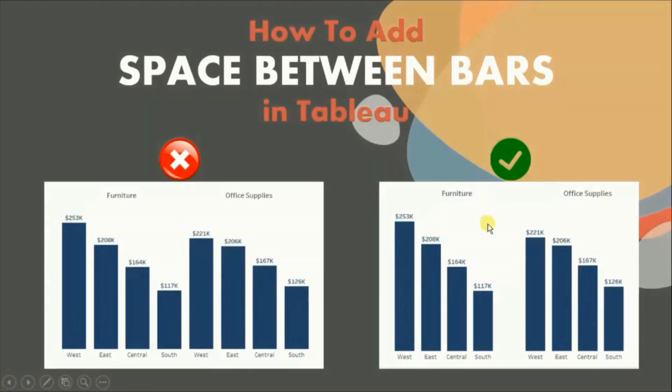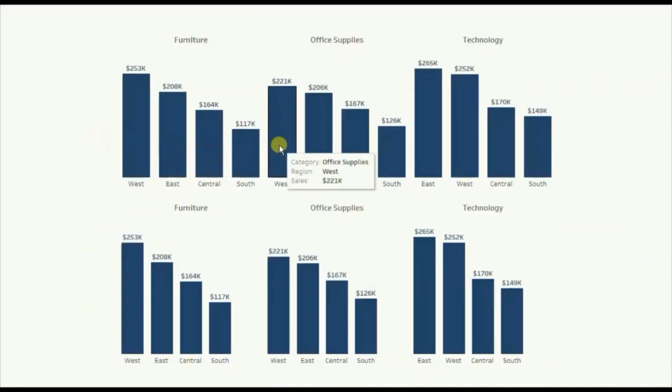In today's session, we will see how to add space between the bars in Tableau. Let me first show you the demo of what we will be doing today. Here I have a bar chart that shows sales of different categories: furniture, office supplies, technology, done in different regions: west, east, central and south region. You will notice that in the first chart all the bars are placed next to each other.